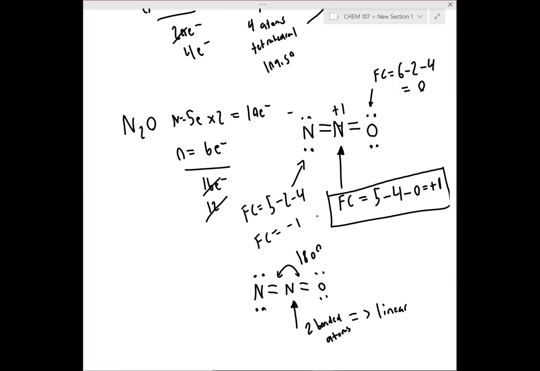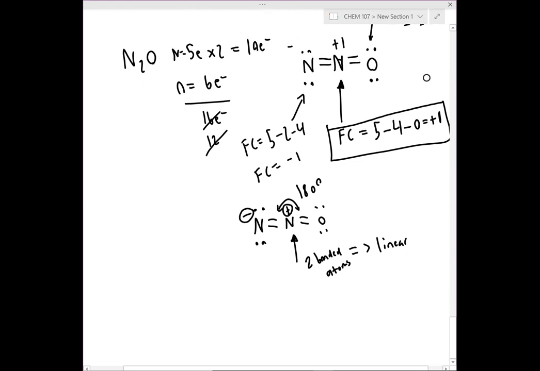Why do we need to calculate the formal charge? Because you need to clearly state the formal charge in your final Lewis structure. It's part of a complete Lewis structure. So that -1 is that negative charge on the left nitrogen? Yes, exactly right.